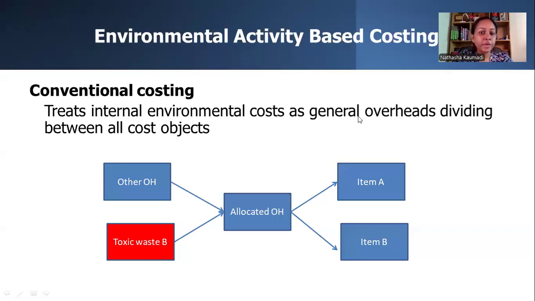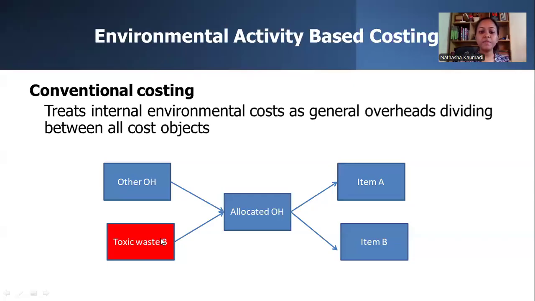Under this, if you can remember the conventional costing, basically the process costing. Now see, other overheads are there. Toxic waste of B, that means maybe negative environmental effect impacts of item B, right? Item B. And then what happens when you are allocating cost under conventional costing? You take all these overheads together, allocated overhead, and then just allocate into item A and item B at the same time. We are not segregating whether this toxic waste is related to item A or B. Conventional costing just takes the overhead together and allocates.